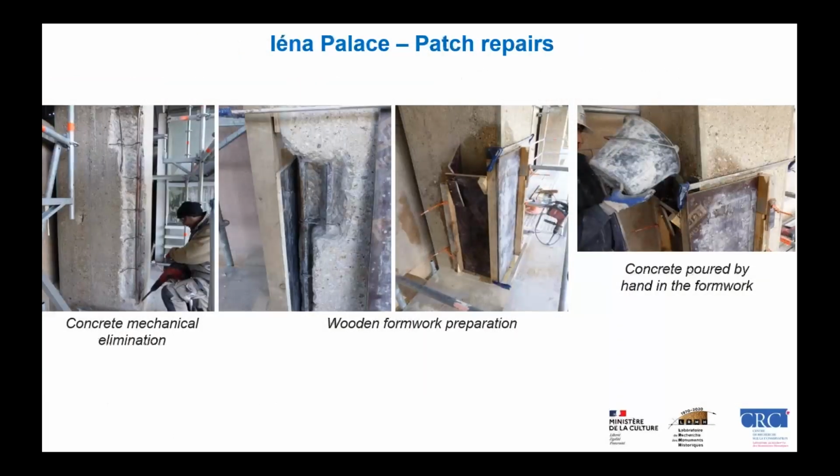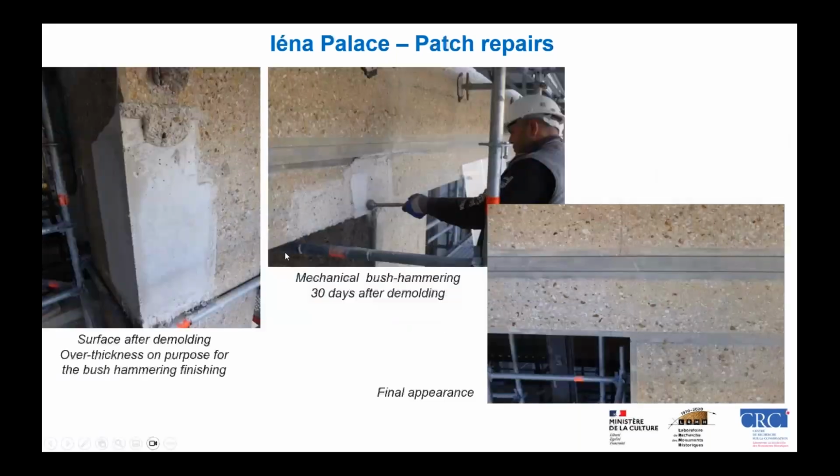Here you can see the repair under the work site. So the mechanical elimination of the concrete, here the wooden form preparation, then the pouring by hand in the formwork. Then you can see the surface after demolding with another thickness on purpose. It was meant to be as it is, to be able to be bush hammered afterwards.